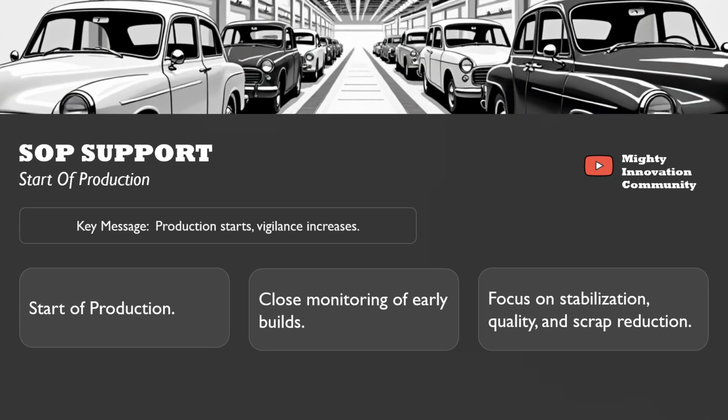Next comes the SOP, the start of production. Even after SOP, part teams stay closely involved in NPD, that is new product development. Early production is monitored for any fit issues, quality concerns, or line problems, and then they are corrected. Only after production stabilizes does the part truly become normal in production.